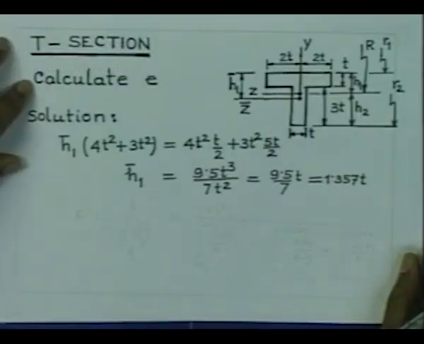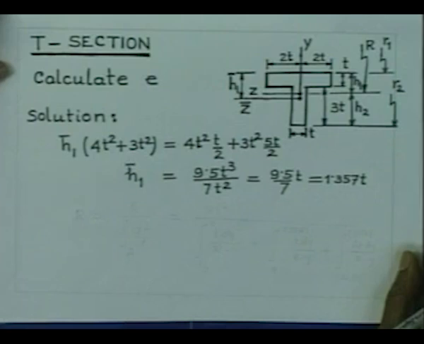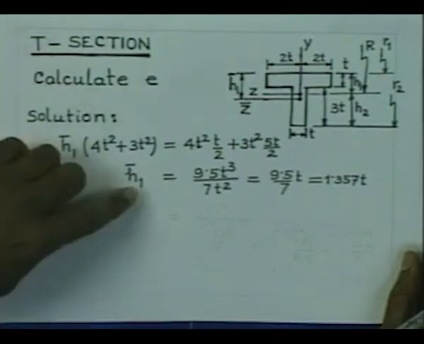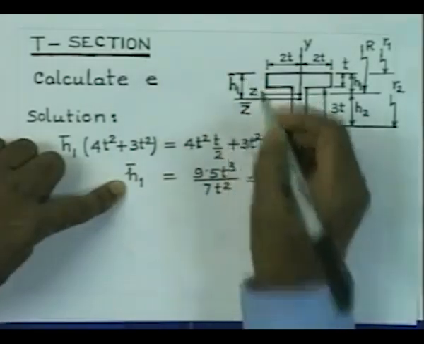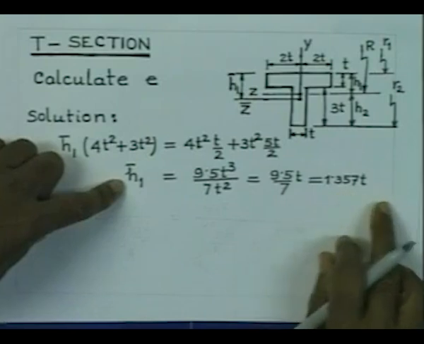Last time we were considering the determination of eccentricity of a T section. The problem is shown here. We came up to the point that the center of gravity of the cross section is at a distance of h1 bar from the top fiber, and that is of magnitude 1.357 T.